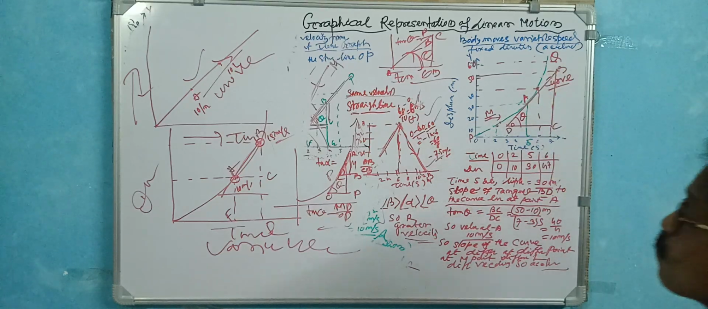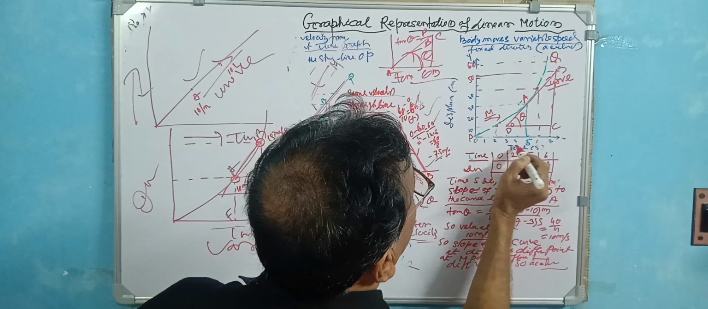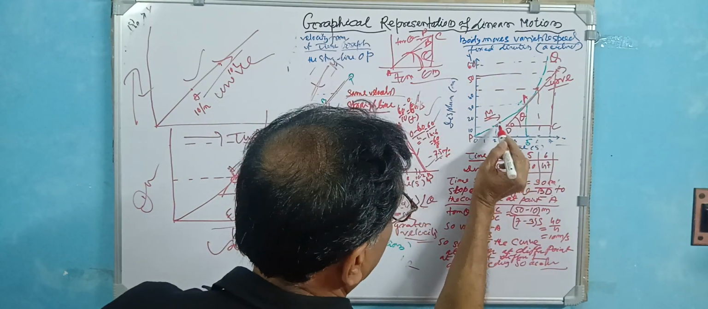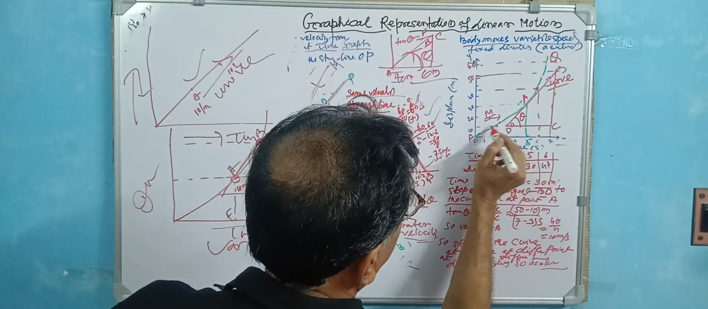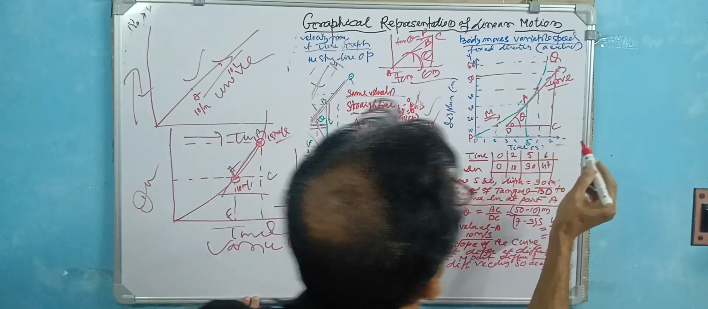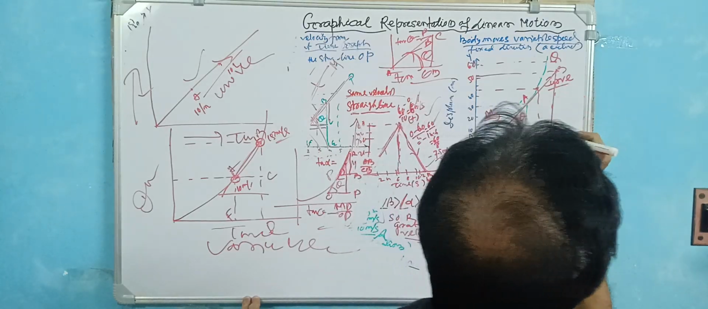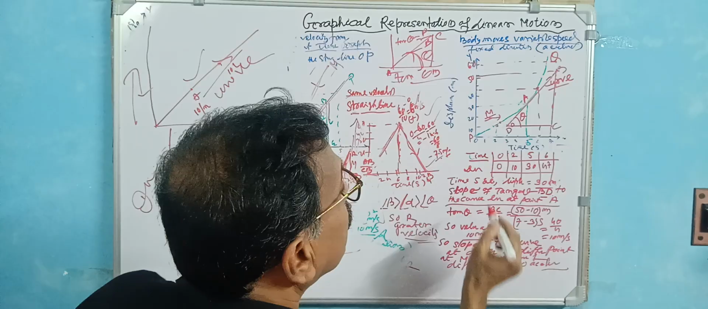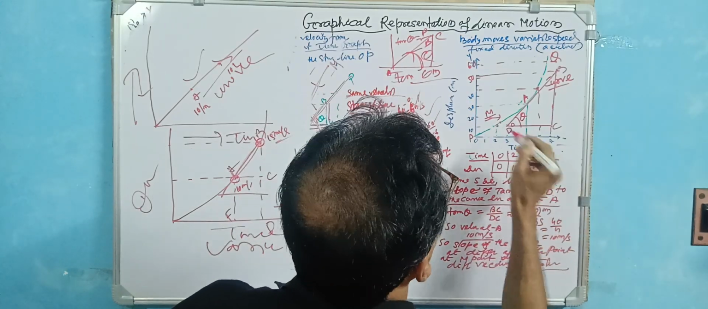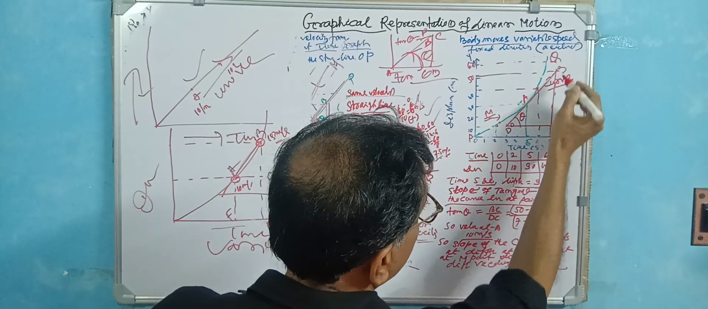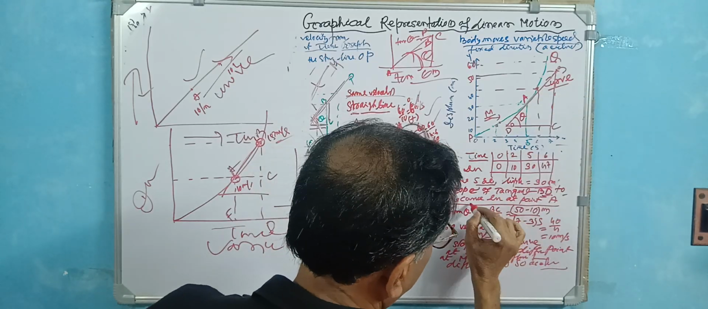Suppose here this is 0, 1, 2, 3, 4 seconds, and this is displacement. Time is 0, displacement is 0. Time is 2, displacement is 10. Time is 5, at that point the displacement is 30. Time is 6, suppose this. Now at time 5 seconds the displacement is 30. So at this point you draw a line, the slope of BD, the slope of the curve at that point.